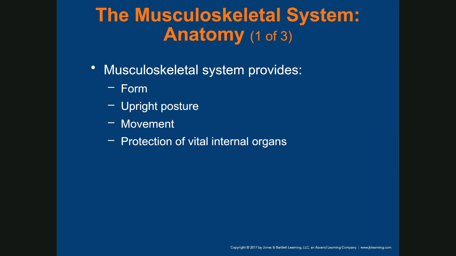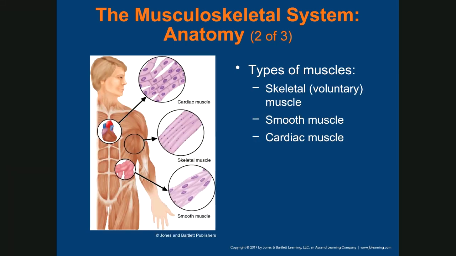Now, we don't need to know all 640 muscles, right? Certainly not for this course, but you do need to know that there are three types of muscles. You have your skeletal muscle, your smooth muscle, and your cardiac muscle, right? The skeletal muscles are voluntary muscles, right? These are muscles that require a conscious effort from the brain to move.